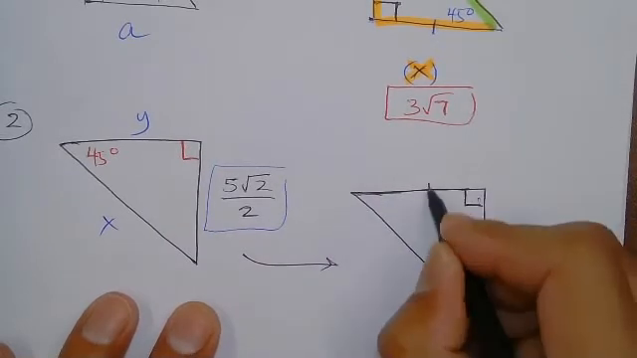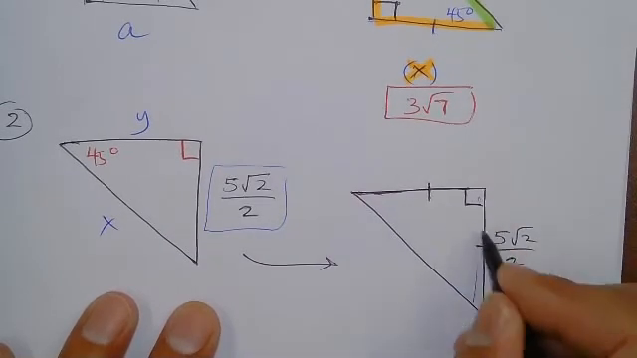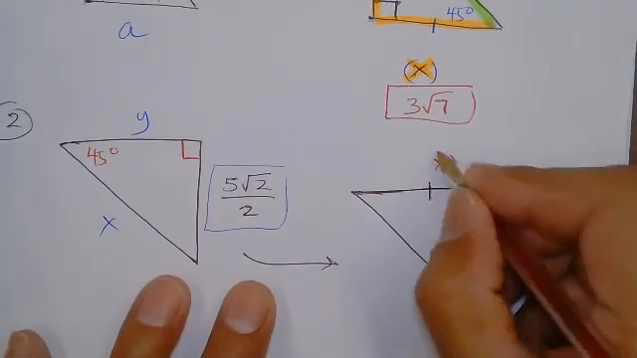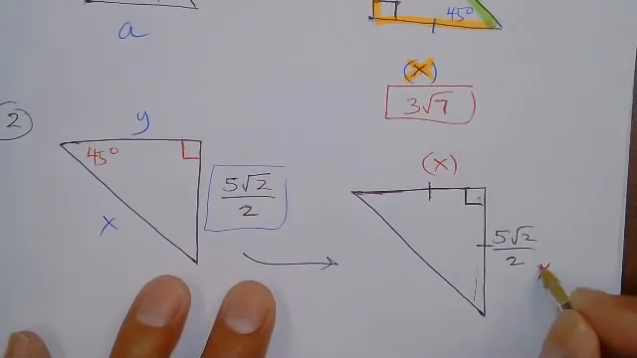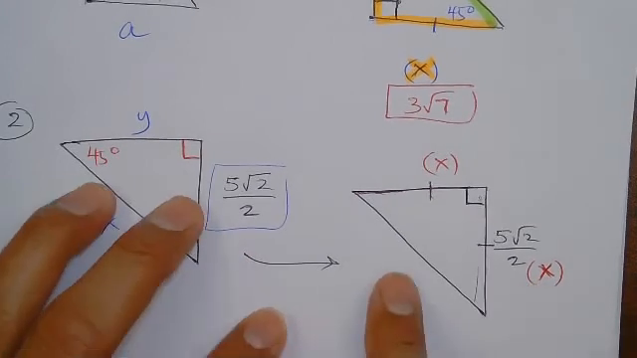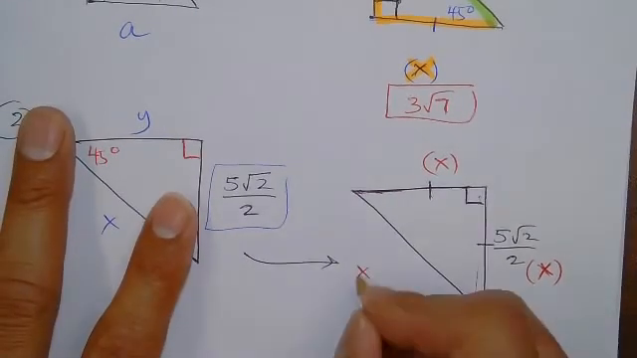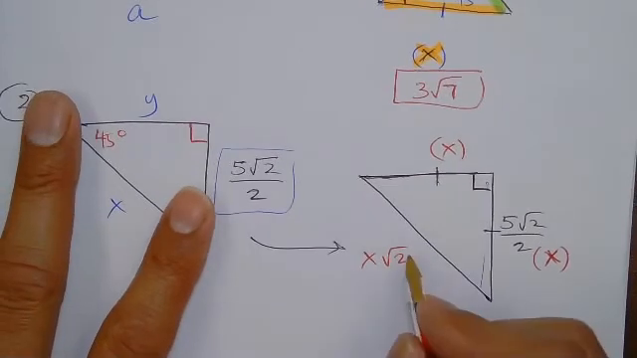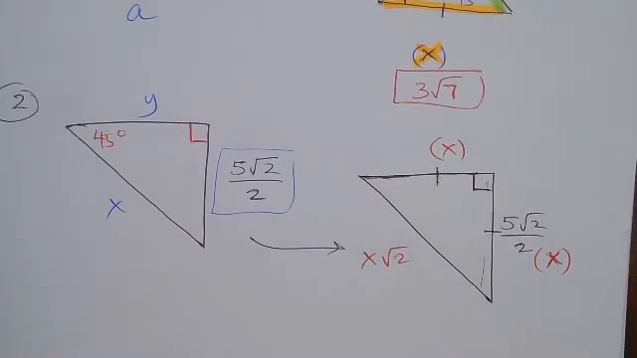Again, the legs, which is the one that has the 90 degree in between there. The legs are what? X. And also X again. Look, I know my value of X. And what is this one supposed to be? X root 2. X times root 2. That's what you need to know how to label.